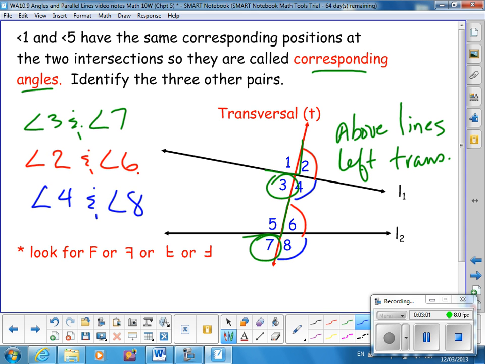Now sometimes you will see in different textbooks some strategies for finding corresponding angles, such as an F or backwards F. If you look at this picture again, an F shape would be here. So our F would be here, so that would be the 2 and the 6. That might help you to locate those 2 corresponding angles.